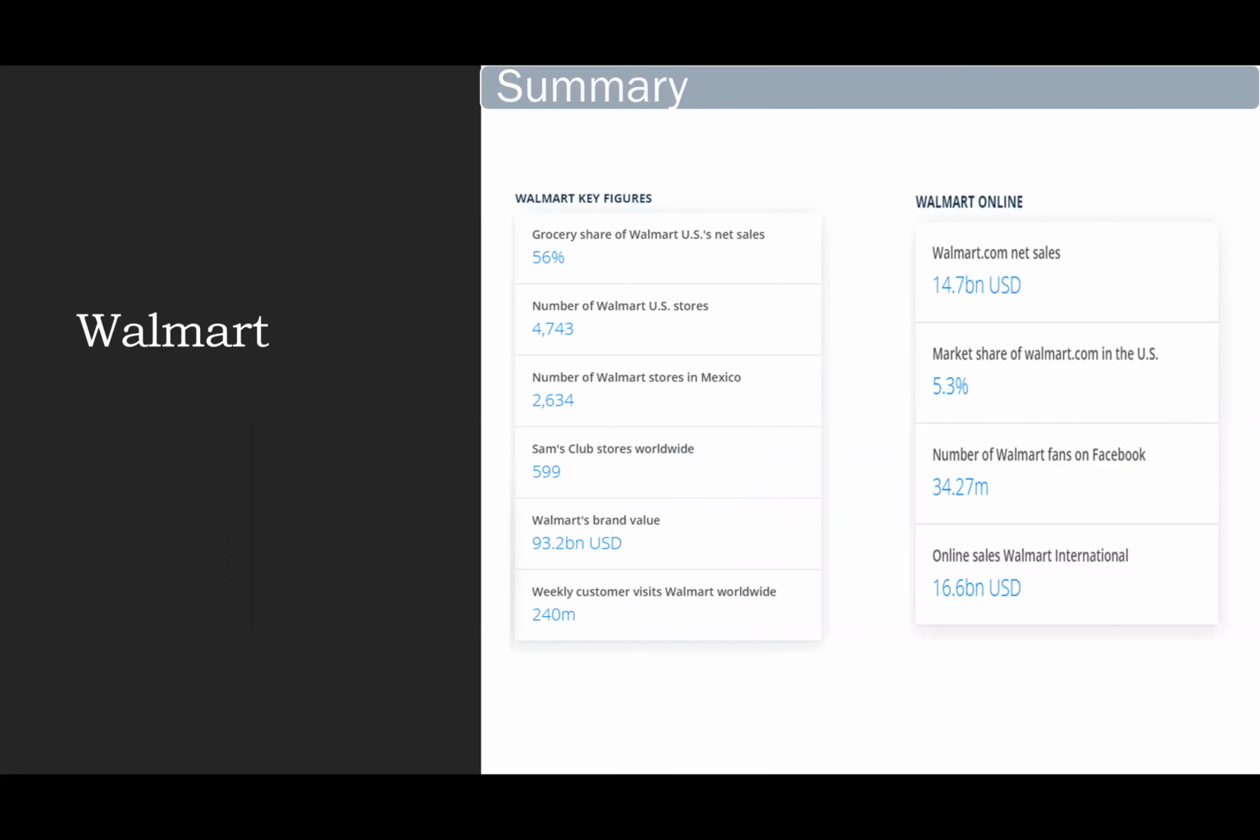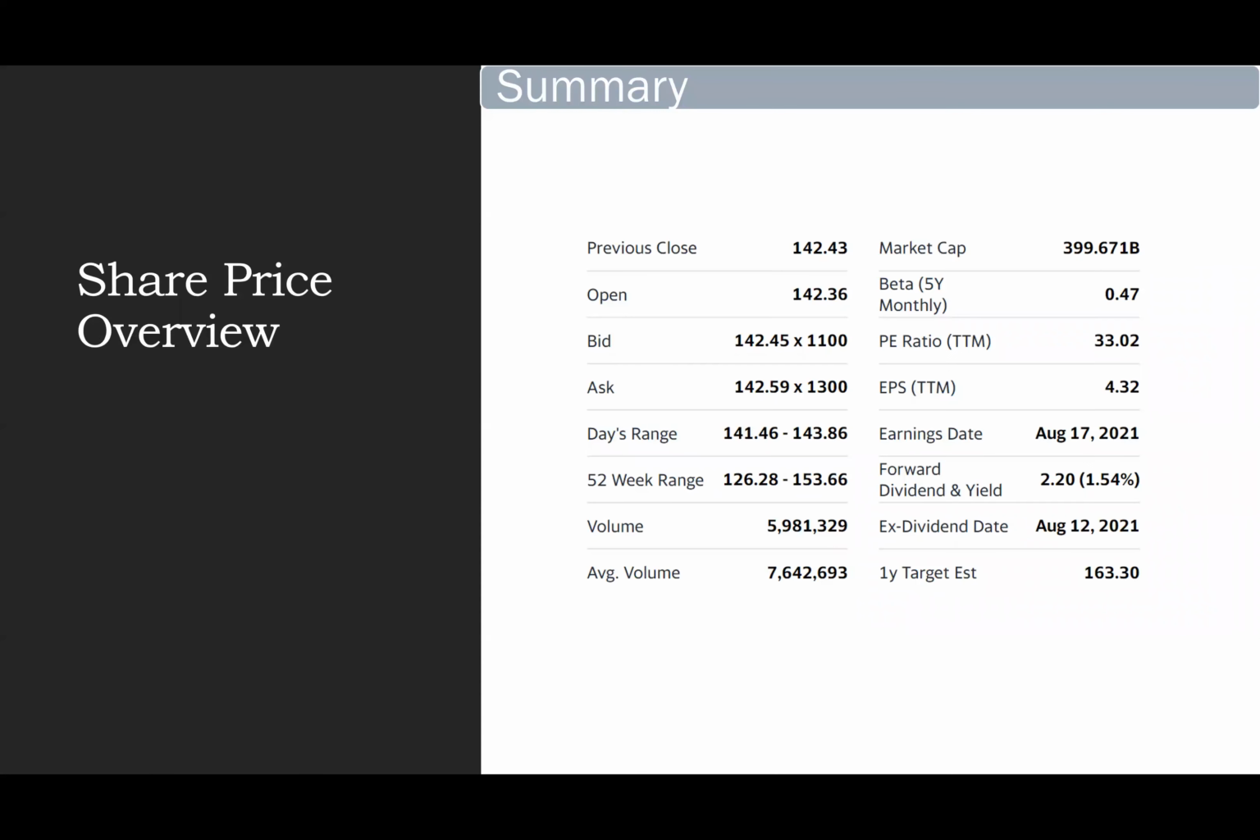First of all, Walmart has a grocery share in US net sales of 56%, while Walmart's brand value was 93 billion. This is not to be mistaken with market cap, which is 400 billion for Walmart. Walmart net sales, on the other hand, had 14.7 billion in sales, but still remained with a 5.3% market share of online sales compared to 40% for Amazon.